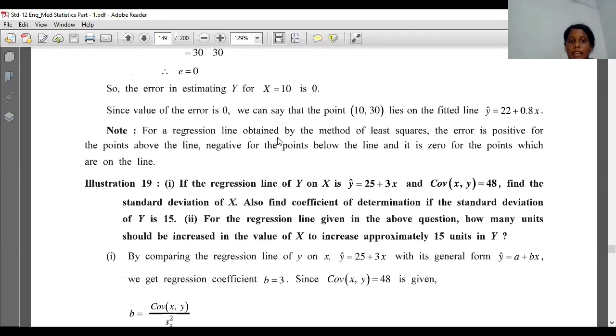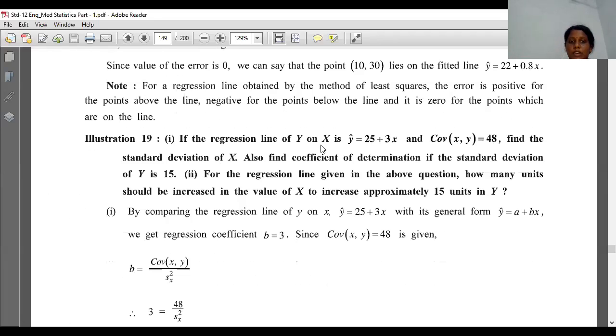For a regression line obtained by the method of least squares, the error is positive for the points above the line, negative for the points below the line, and it is 0 for the points which are on the line. So the fitted regression line lies on the line. 0 means on the line. Positive means above the line, negative means below the line, like the number line we use in the cross. Above the line is positive, below the line is negative, and 0 means on the line. Now the 19th illustration.